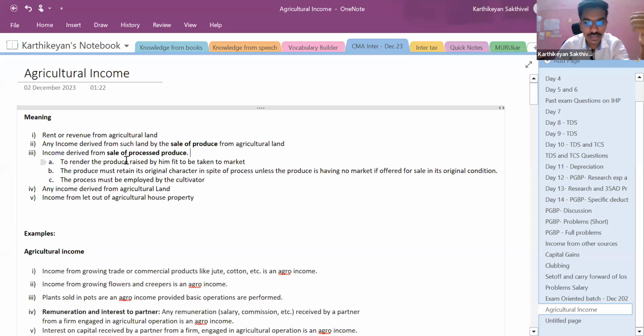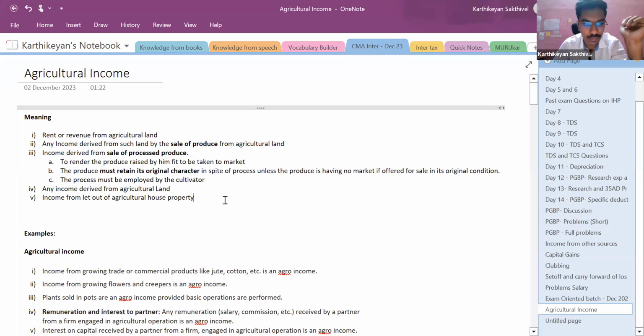Okay. So as far as this is concerned, there are many judgments. Even the Supreme Court has ruled that for a process to produce to be an agricultural produce, it should satisfy all these conditions. In the definition, section 21A of the Income Tax Act, all these things have been defined. First, to render the produce raised by him fit to be taken to the market. Next, the produce must retain its original character. So it should not change its character.